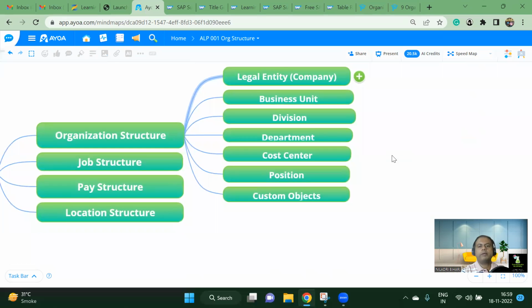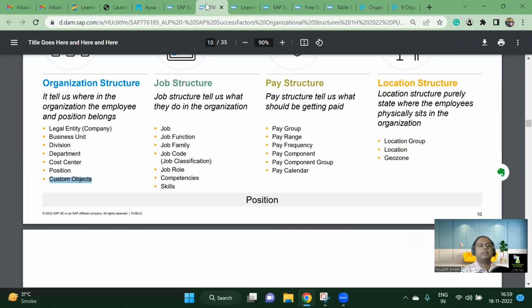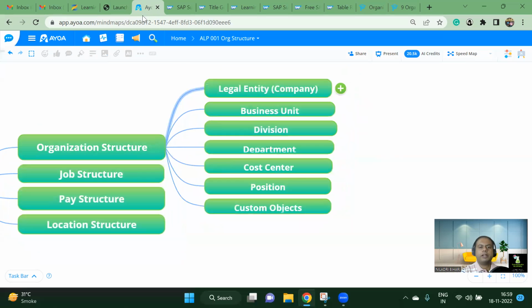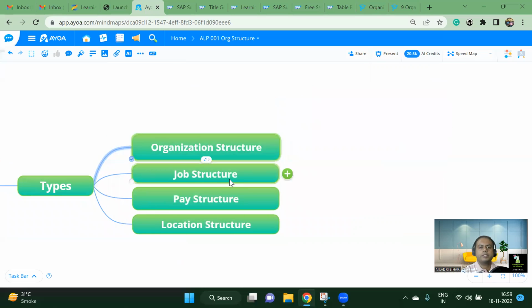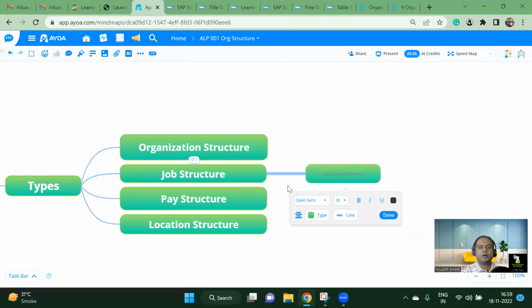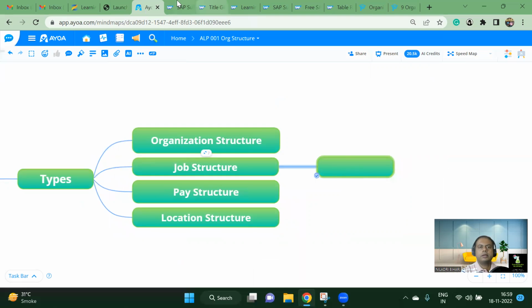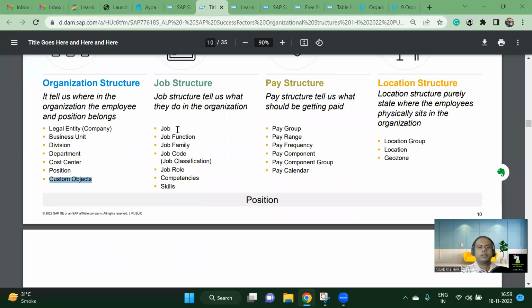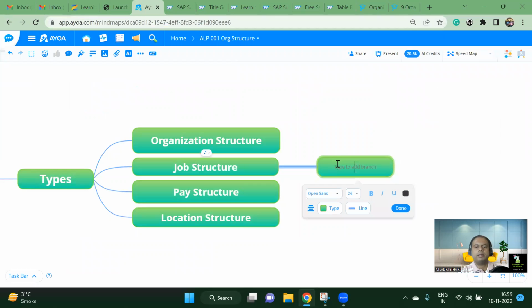This is all about where physically the locations are, or basically where inside the organization the employees and positions belong, right? Similarly, in the job structure, you might have heard about the concept of job profile builder, all those topics. Now in the job structure, we are going to see the components here, right? Here in the job structure, basically we'll be having job family. We can start with the job family.